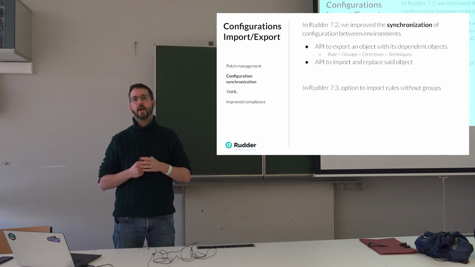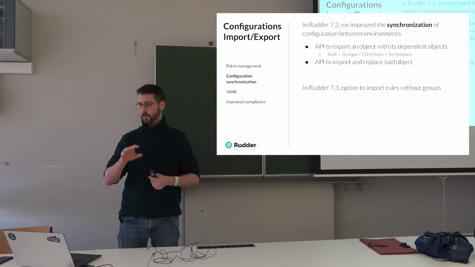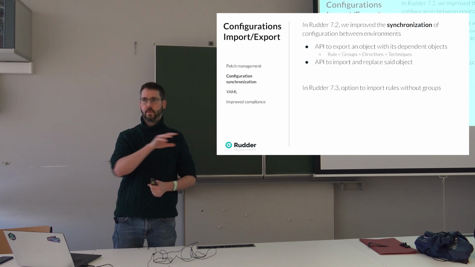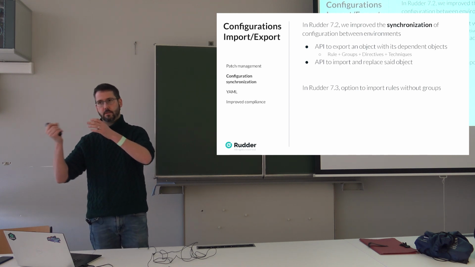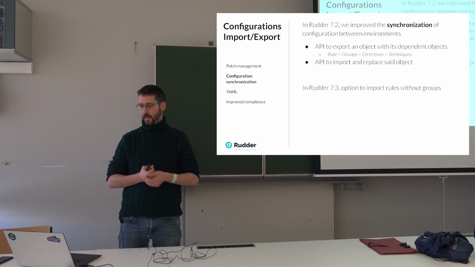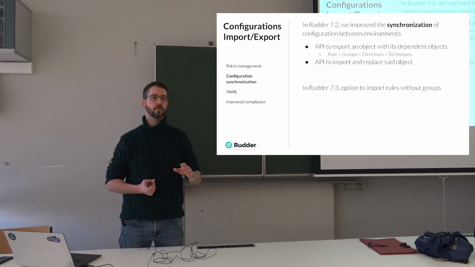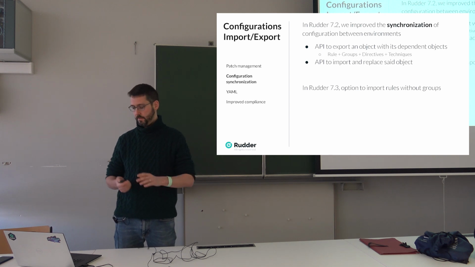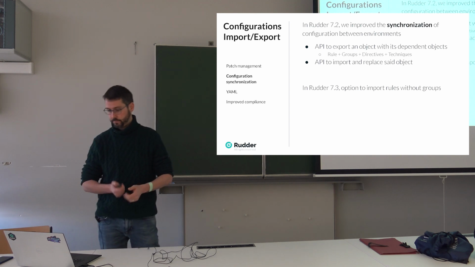So now we have an API to synchronize rules between environments, and it will take all the dependent objects. When you fetch a rule, it will fetch the groups and also the directives and the techniques as one big zip, and you can upload it to the next environment. And in 7.3, we are also adding an option, it's not released yet, to import the rule without the groups, because on different environments, the groups may not be the same because they don't have the same meaning in different environments.